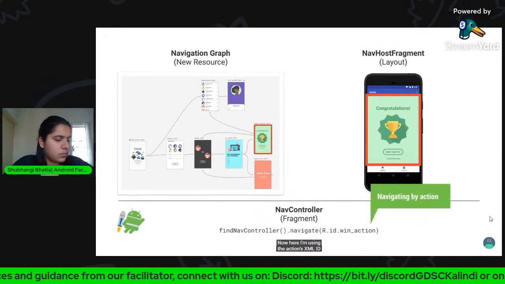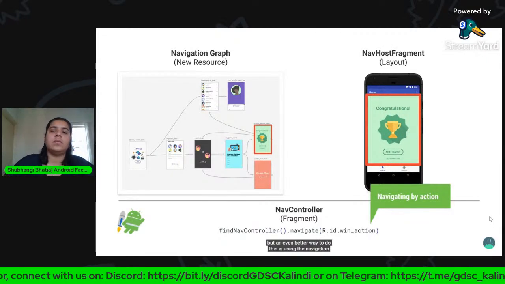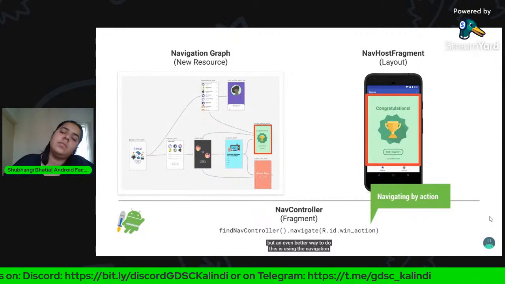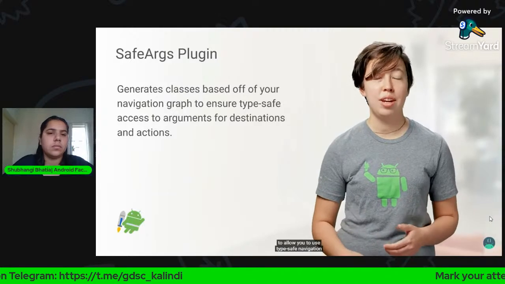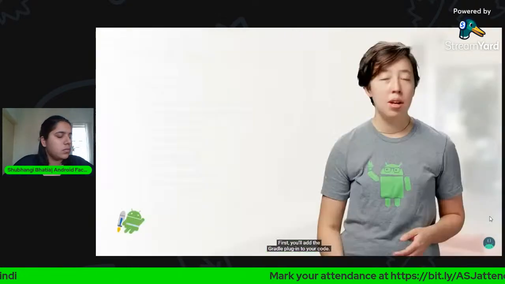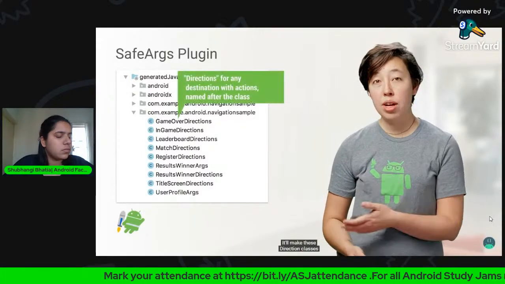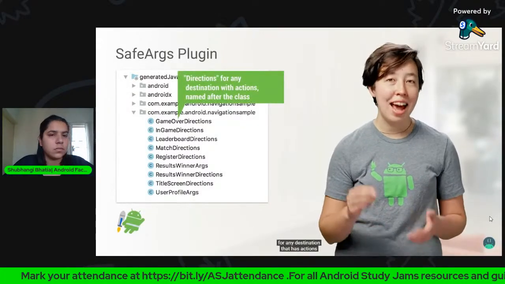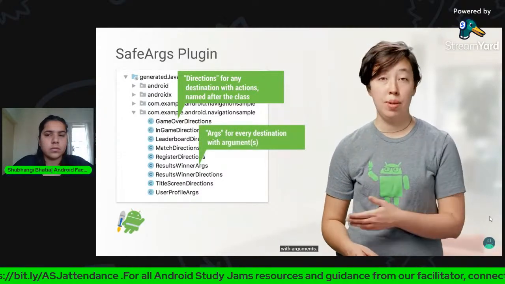Now here I'm using the action's XML ID to specify which of those action arrows to follow. But an even better way to do this is using the navigation component's safe_args plugin. The safe_args plugin generates code to allow you to do type-safe navigation and argument passing. First, you'll add the Gradle plugin to your code. This will generate classes based off of your navigation graph. It'll make these direction classes for any destination that has actions. It'll make args classes for any destination with arguments.